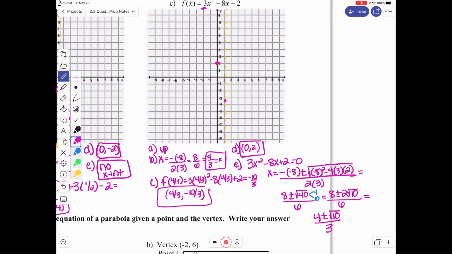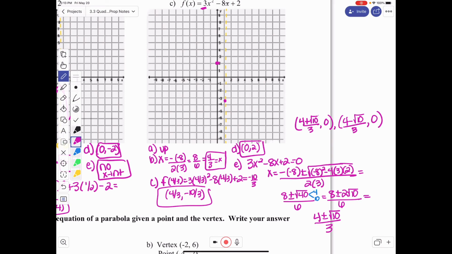And now I'm going to go ahead and write this, so this will give me my x-intercepts. So that would give me 2 x-intercepts. I'm going to go up here. So I have a 4 plus square root of 10 over 3. Oh, write that as a coordinate. Comma 0. And then we have 4 minus square root of 10 over 3.